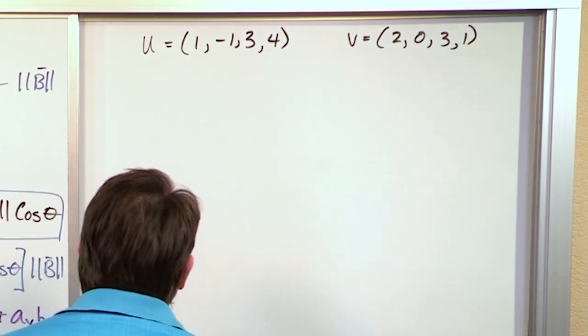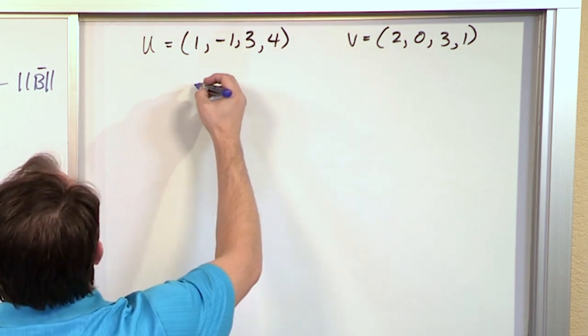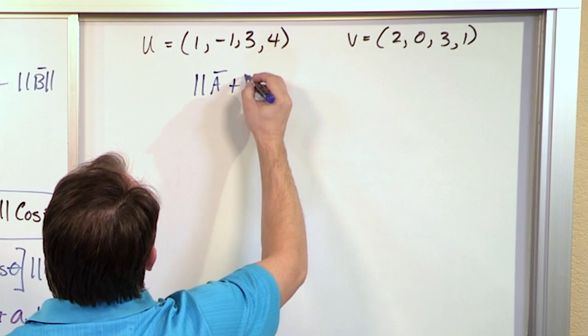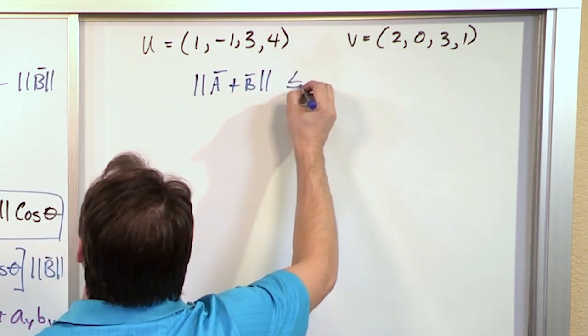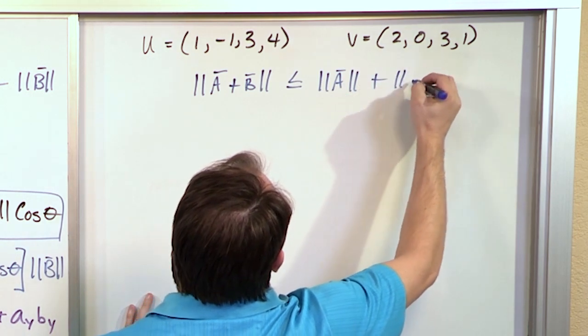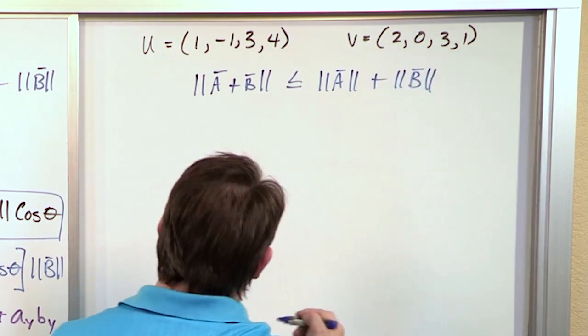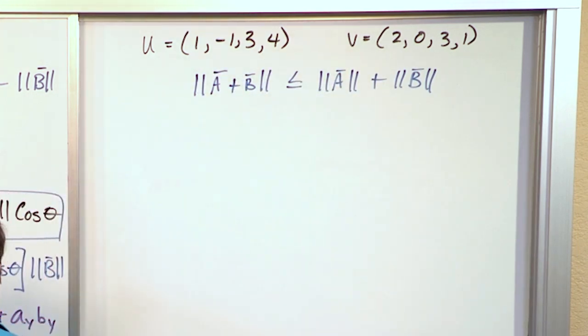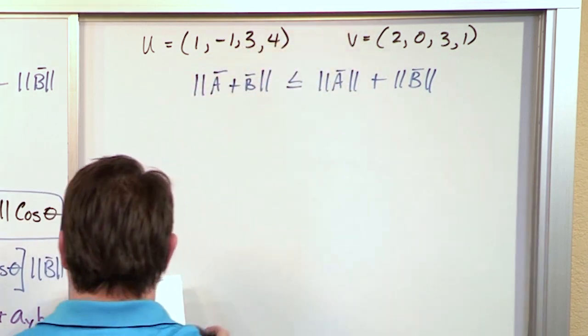The triangle inequality we talked about before was: the magnitude of A plus B should always be less than or equal to the magnitude of A plus the magnitude of B, where A and B are just my 2 vectors. So let's go ahead and do that real quick. First of all, let's find the magnitude of each of these vectors.